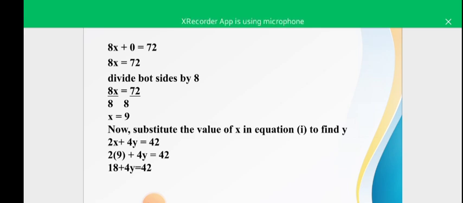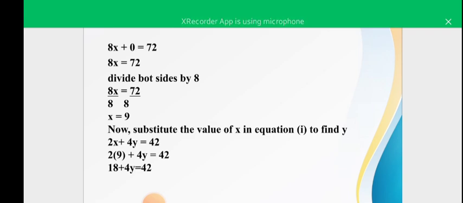Now we substitute the value of x in equation 1 to find y. You see the importance of naming the equation. If we say equation 1, we know that we are referring to 2x plus 4y is equal to 42. And you remember the value of x is 9 as found here. So 2 of 9 plus 4y is equal to 42. 2 times 9 is 18 plus 4y is equal to 42.